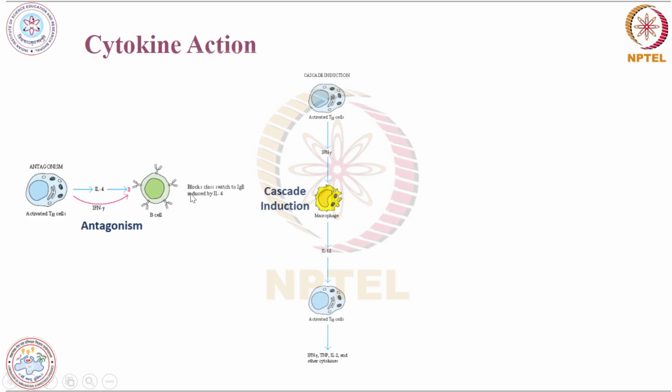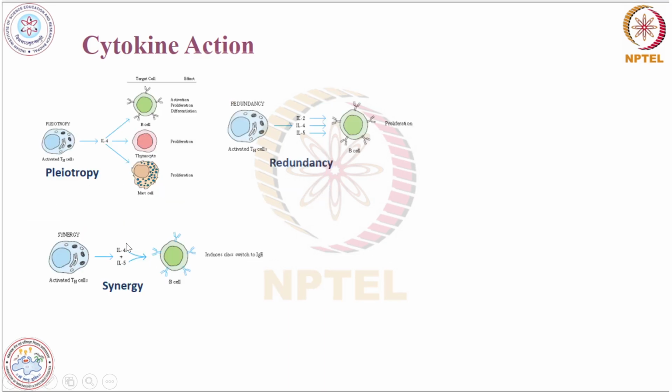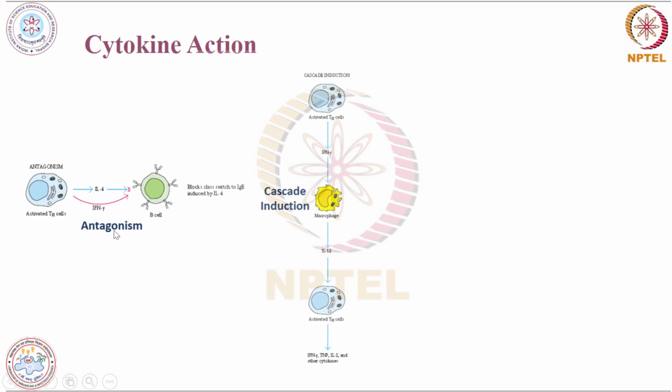So what will happen here? This will block the class switching of IgE induced by interleukin 4. Like in this slide, what we have seen, this interleukin 4 is responsible for inducing class switching to IgE in B cells. And when it receives this interferon gamma along with this interleukin 4, this interferon gamma will cancel out the effect of interleukin 4 and it will block the class switching induced by the interleukin 4. That is, this B cell will no longer switch the class.